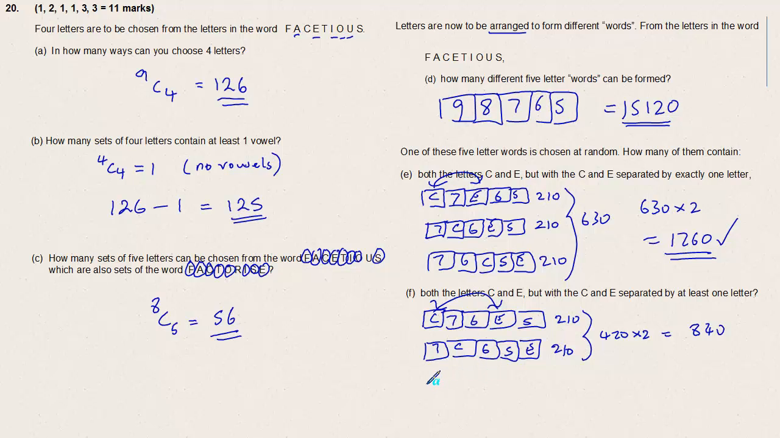And then we can look at separated by 3 letters. So put the C here, 765, put the E here. That's 210, again times 2, because we can swap the C and the E, giving me 420. So we need the 1260, add 840, add 420, giving me 2520.